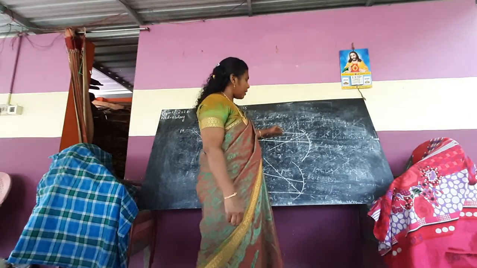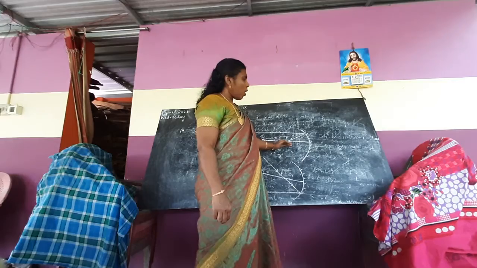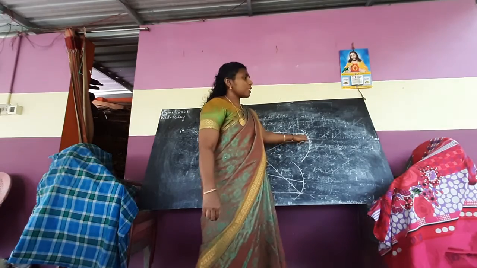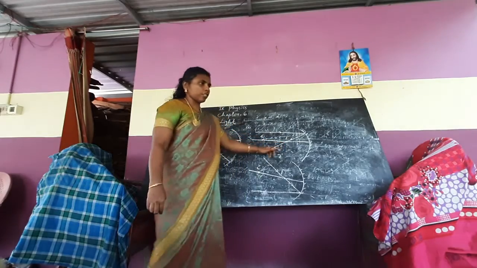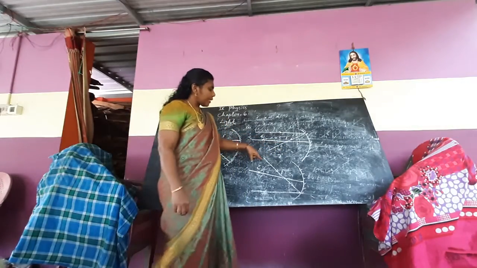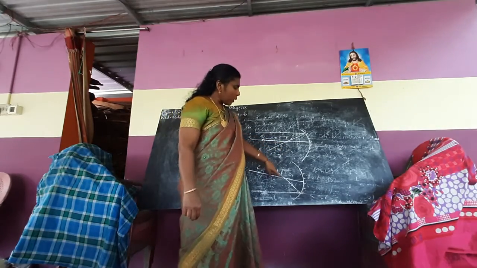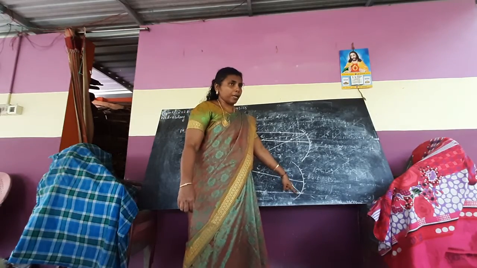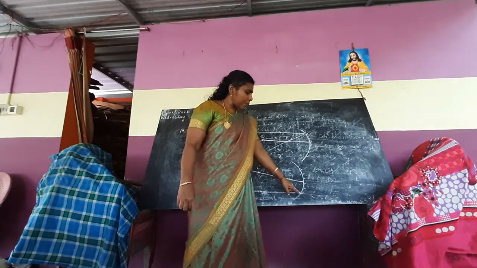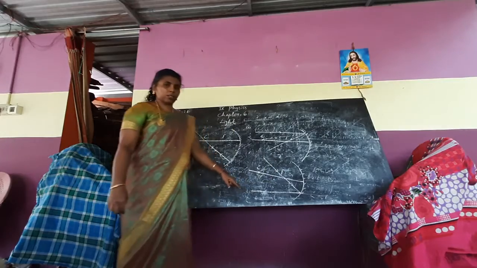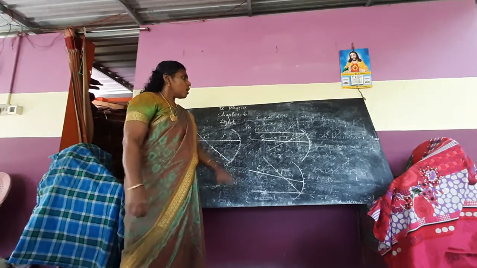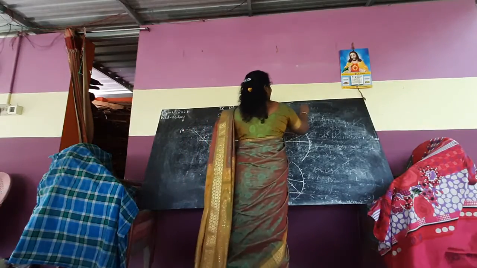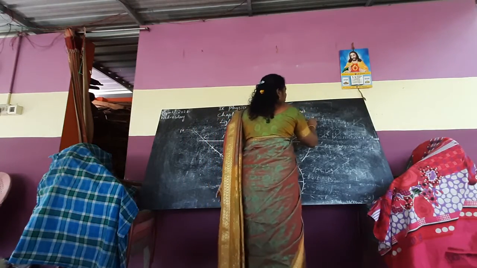Incident ray parallel to the principal axis on a concave mirror, after reflection passes through the principal focus. Now here the incident ray passes through the principal focus of a concave mirror, after reflection it will emerge parallel to the principal axis. This is the third rule. Then the fourth rule, only four rules there.